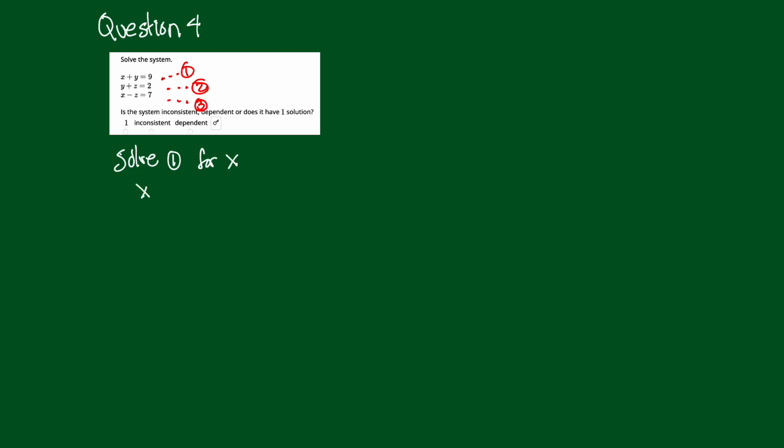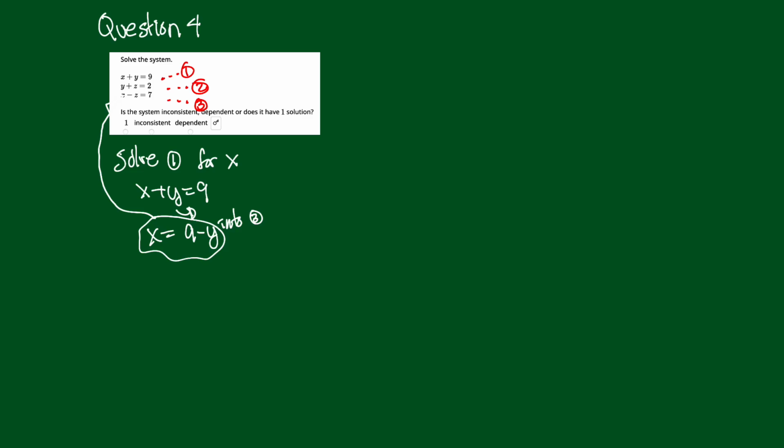All right, so here's the equation. x plus y equals 9. Now, if I solve it for x, I'll get x equals 9 minus y. All right, so that's what x is. Now, what I'm going to do is put that x, where's the other x? Right here. I'm going to put that x into equation 3.